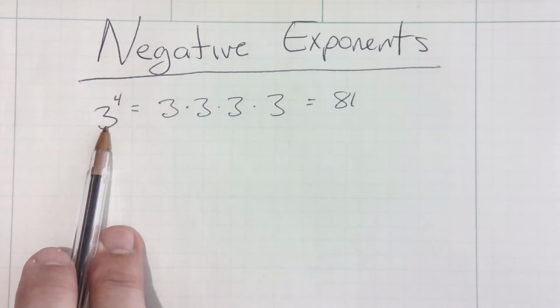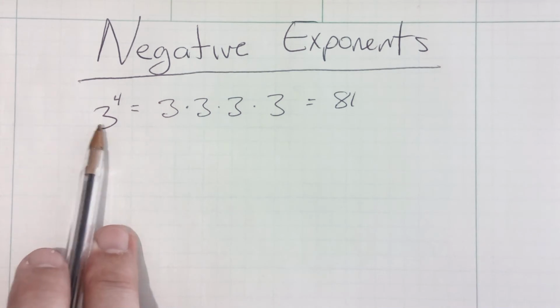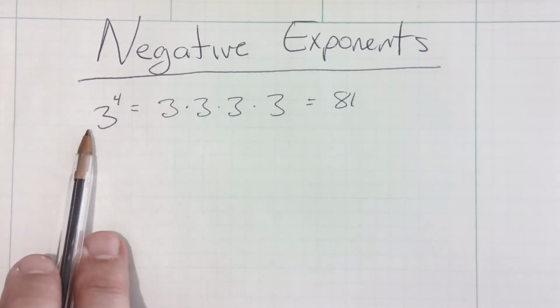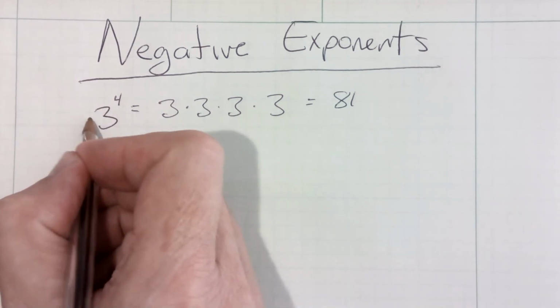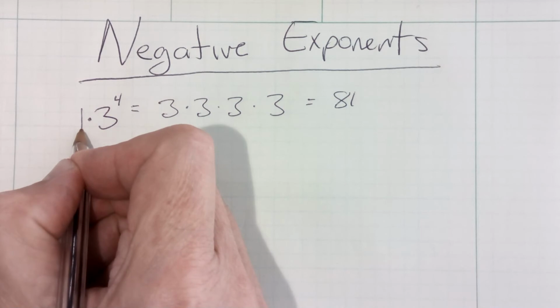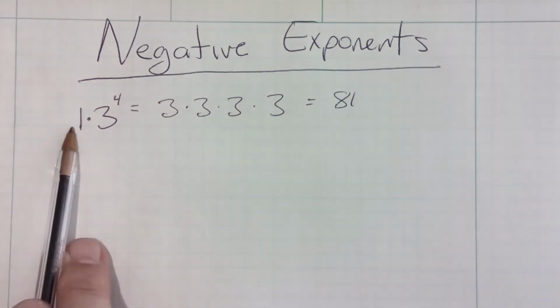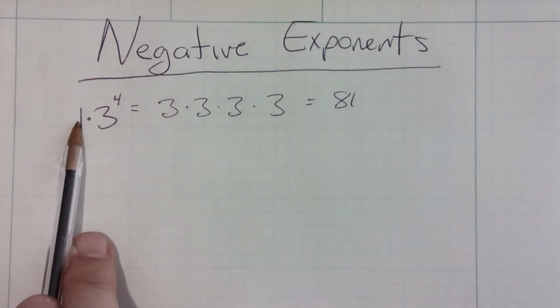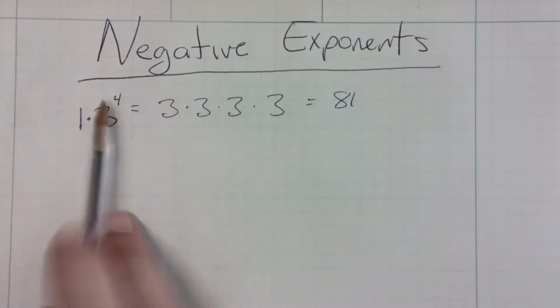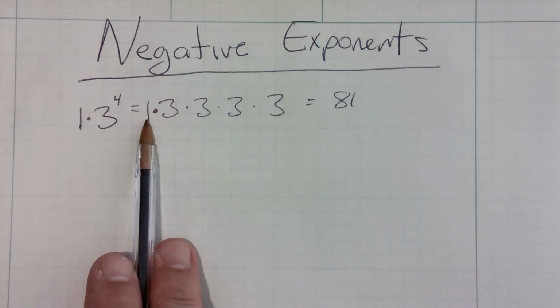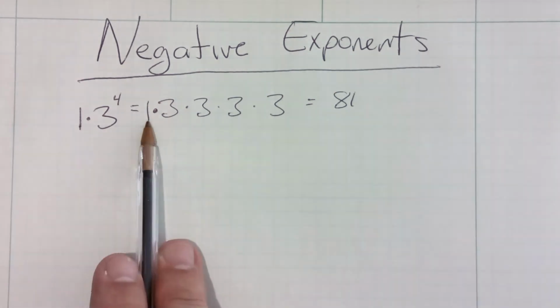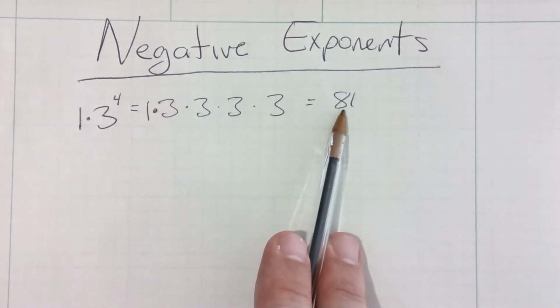And to make it even one step simpler for when we get to negative exponents and 0, I want to emphasize that we really actually have a visible 1 that we don't really write in front. So we're really multiplying 1 by 3 4 times. So I'm going to put a 1 here and put a times symbol because I'm multiplying 1 by 3 4 times, which still equals 81.